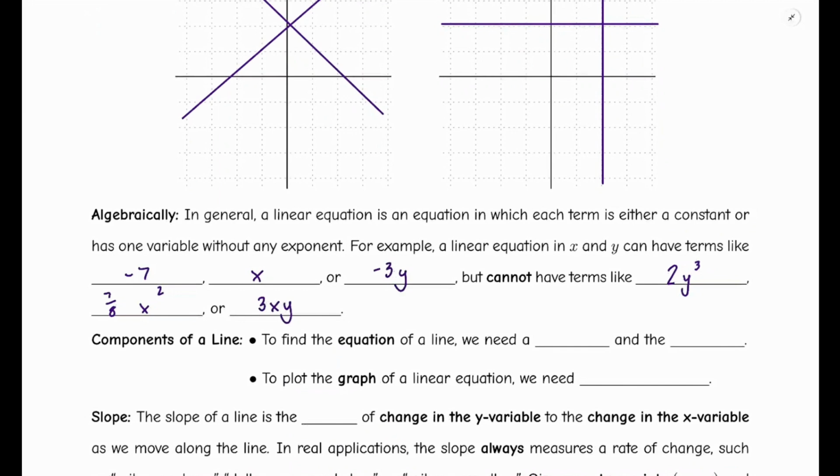Components of a line. To find the equation of a line, we need a slope and a point. To plot the graph of a linear equation, we need 2 points.